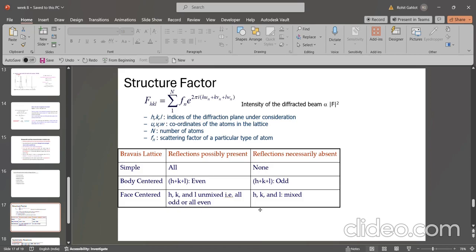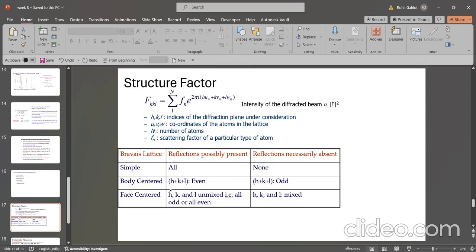So if we talk about the structure factor, it is given by F_HKL, the summation of the scattering factor of a particular type of atom, f_n, times e to the power 2πi(hu + kv + lw). For simple cubic, reflections are possibly present from all the planes. However, no reflection is necessarily absent.